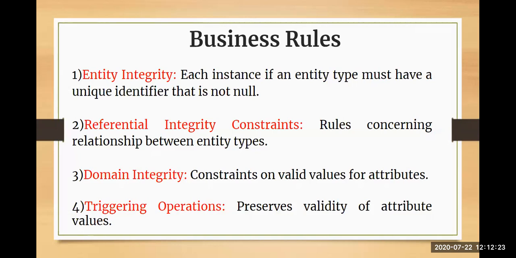Last is your triggering options. When I talk about triggering options, that is whenever you have stored procedures, there are some operations which take place automatically when an event occurs in your databases. That is your triggering. Whenever you have a triggering operation, it always makes sure that the attribute values you have are valid. There will be no missing value, no incomplete value, and the value will not be outdated. So it preserves the validity of your attribute values.